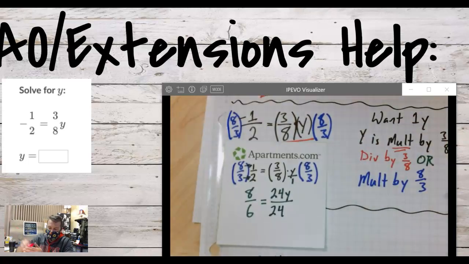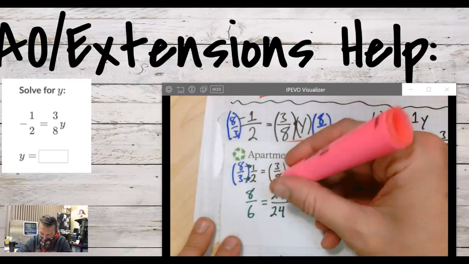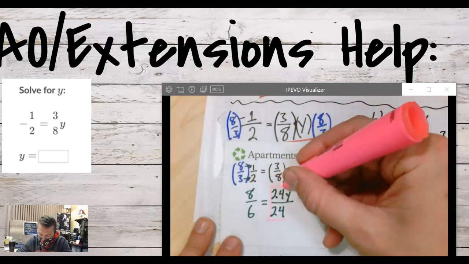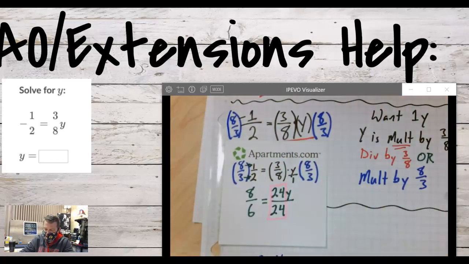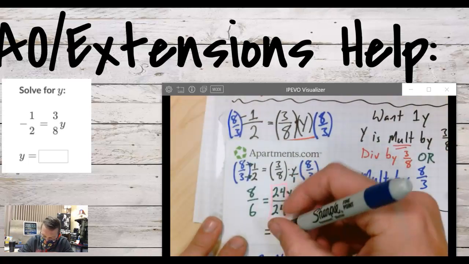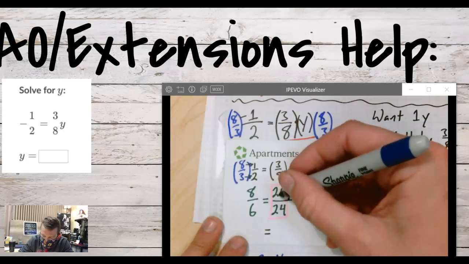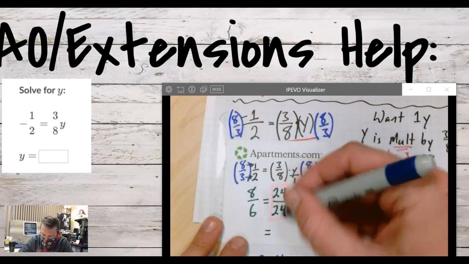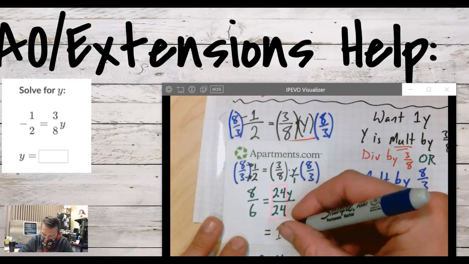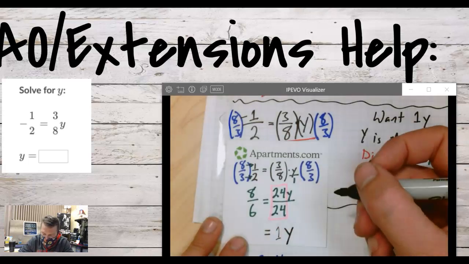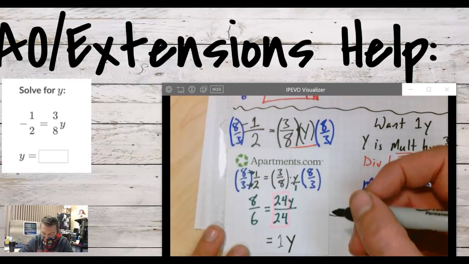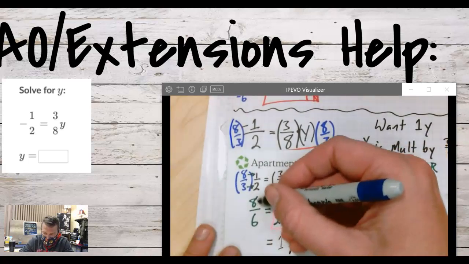What do I get when I have 24 over 24? 1. So I'm getting towards my goal here. We wanted 1y. So now we do have 1y. And if this all becomes 1, I don't even have to write the 1. I could if I want to write the 1. But what I care about is the y. So we can write the 1 if we want to. We don't have to. 8/6.